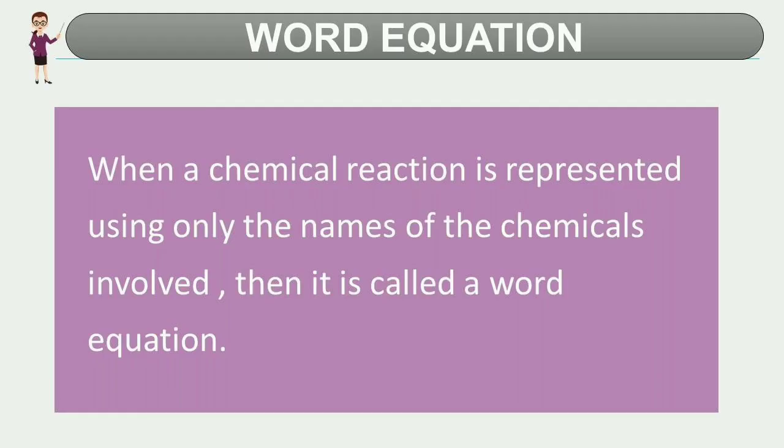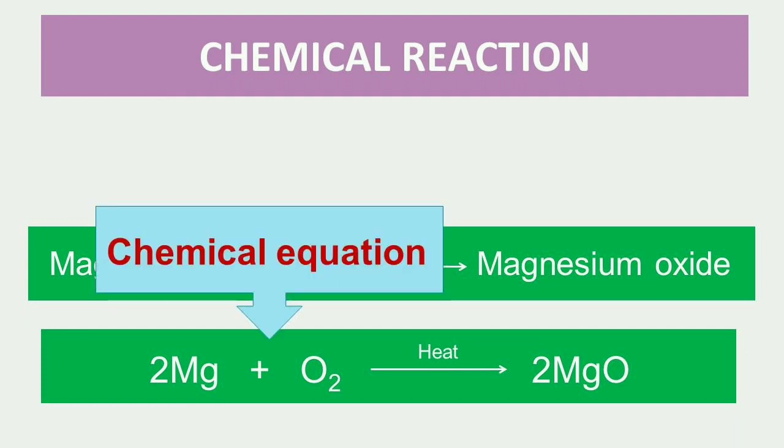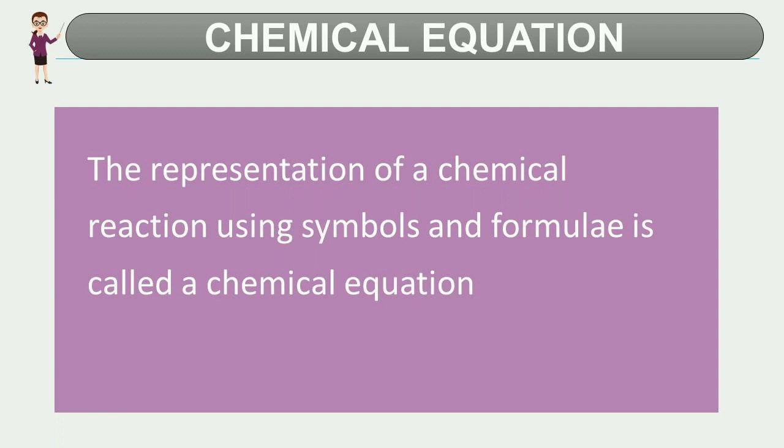Means, when a chemical reaction is represented by using the names of the chemicals involved, then it is called a word equation. If we represent the word equation by writing the symbols and formulae of the reactants and products, then it is called a chemical equation. Therefore, the representation of a chemical reaction using symbols and formulae is called a chemical equation.